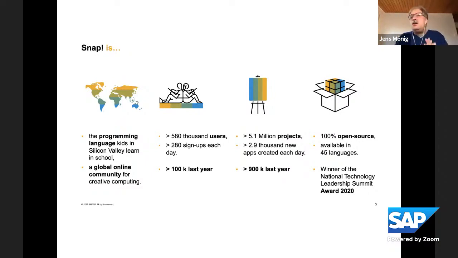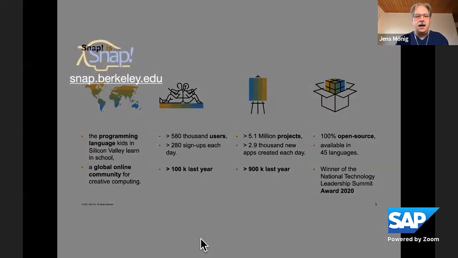All of this is truly open source. There's nothing proprietary in there. It's all on GitHub. You can look at it. You can fork it. We've got a great community. Snap has been translated into 45 languages. And we've also gotten some award for it last year.